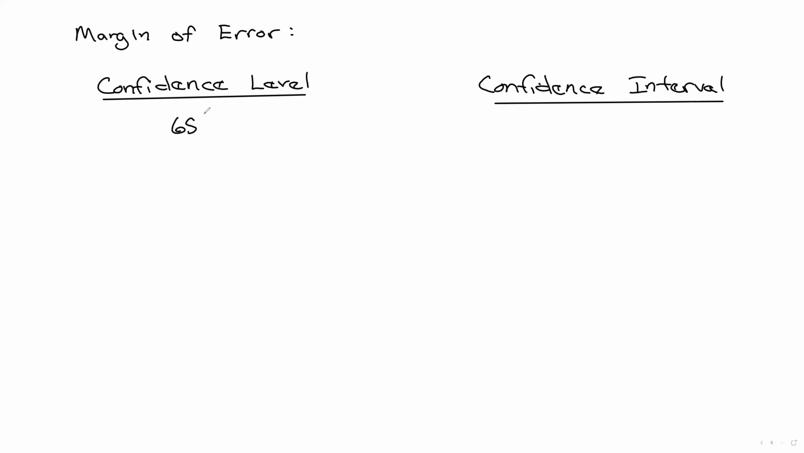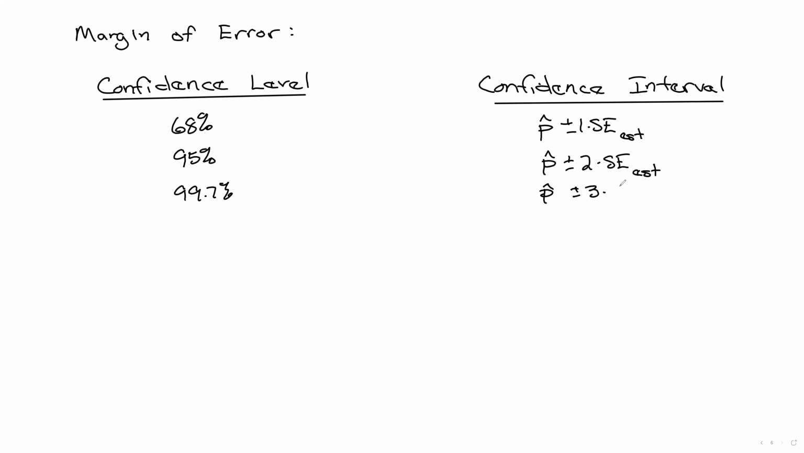So when the confidence level is 68%, that's one standard deviation. So what does that look like formula-wise? We take the survey result, we add and subtract the standard error estimate, and we do that once. For the 95% confidence level, the confidence interval, we take the survey result and add and subtract two standard errors. And for the 99.7% confidence level, we do three standard errors. And so what we can do here is actually write a formula.